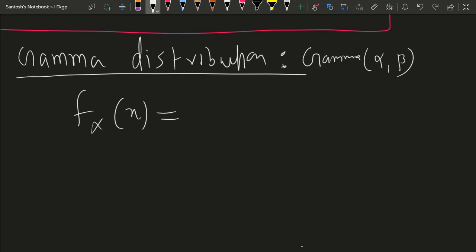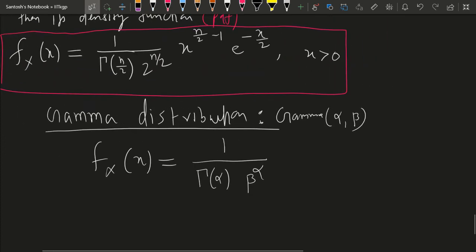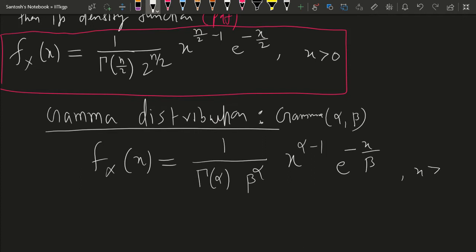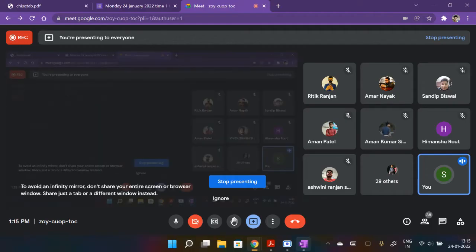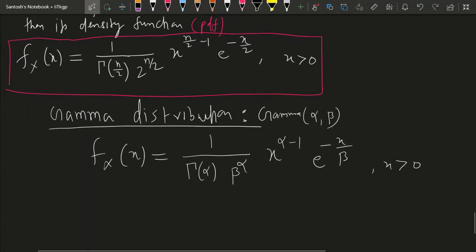Alpha, tau of alpha. Okay, so you are telling, I think, 1 upon gamma alpha beta raised to power alpha. Yes. You can see, yes, you can relate from here, sir, also. X raised to power alpha minus 1, e raised to power minus x upon beta. Okay, x is positive. Yeah, thank you. So this is the PDF, and now you relate it.